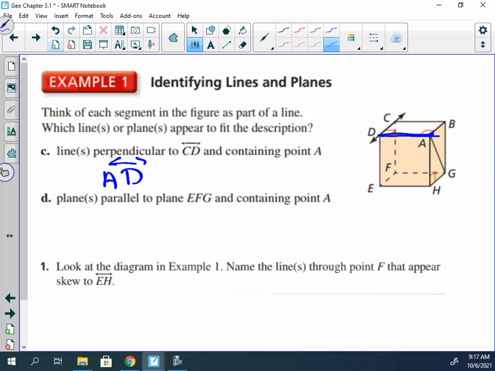Any questions on any of this so far? Planes parallel to plane EFG and containing point A.